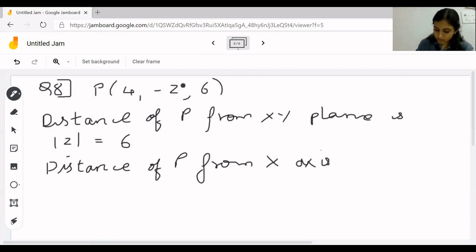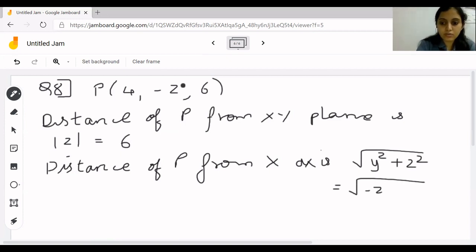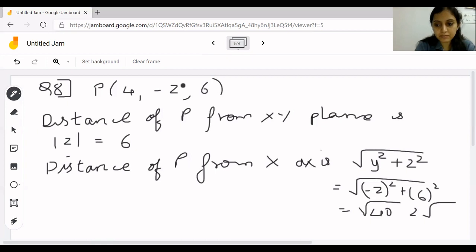So that will be under root of y square plus z square, which is equal to under root of, what is the y coordinate? Minus 2. So minus 2 square plus, what is the z coordinate? 6 square. 4 plus 36, root of 40, which can be written as 2 root 10. Again, distance of A from the y-axis will be under root of x square plus z square, and distance of A from the z-axis will be, excluding the z point, root of x square plus y square. That's how you will find out the distances.